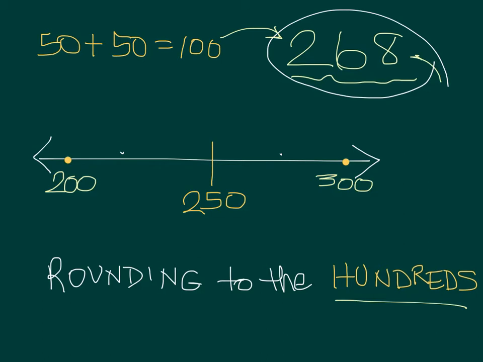All right, so I hope you thought about it. 268 is actually going to go on that side of the 50. Because it's on this side of the 50, that means our number rounds up to 300.